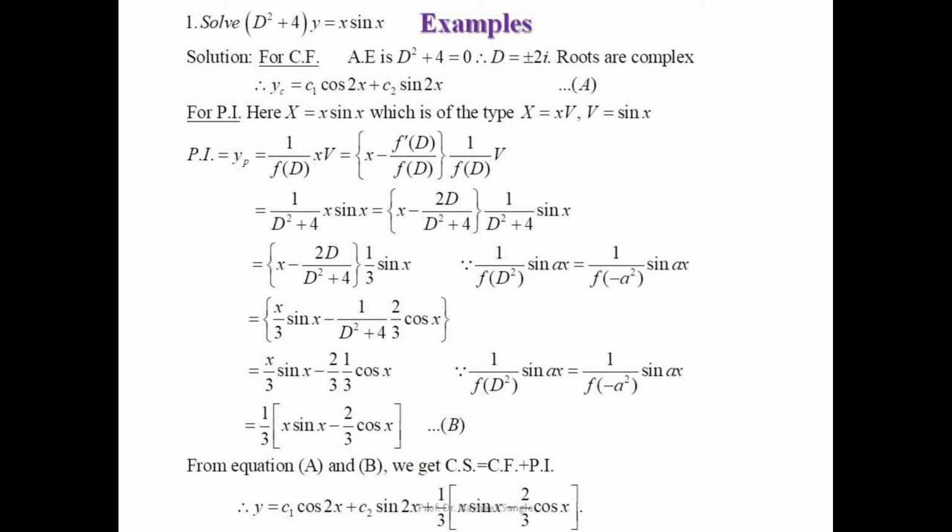If we further simplify after taking 1 upon 3 common, then we get the final value of the particular integral as 1 upon 3 x sin x minus 2 upon 3 into cos x. So this is the value of the particular integral.